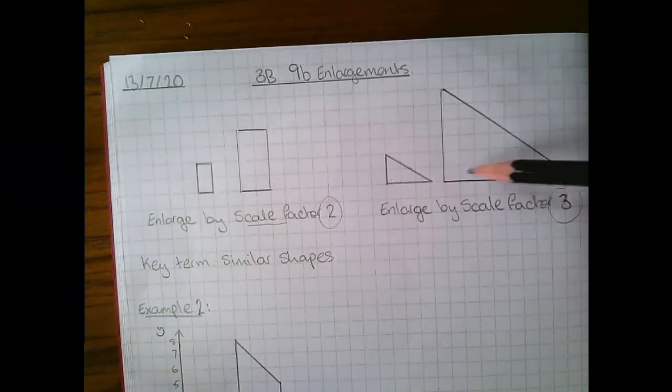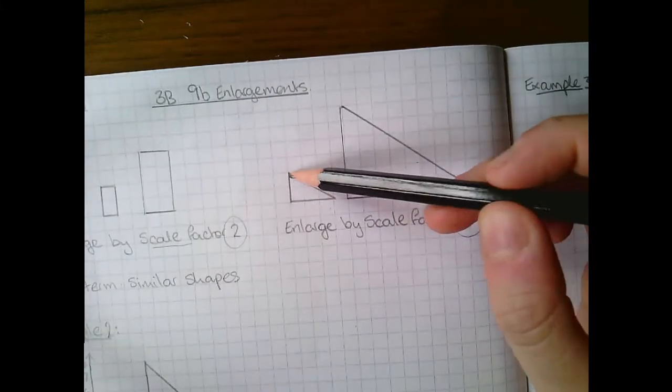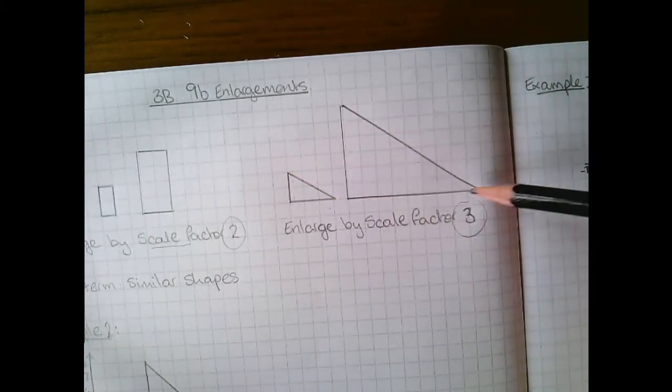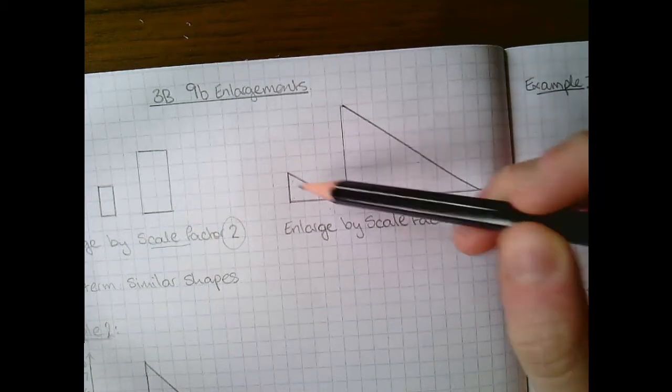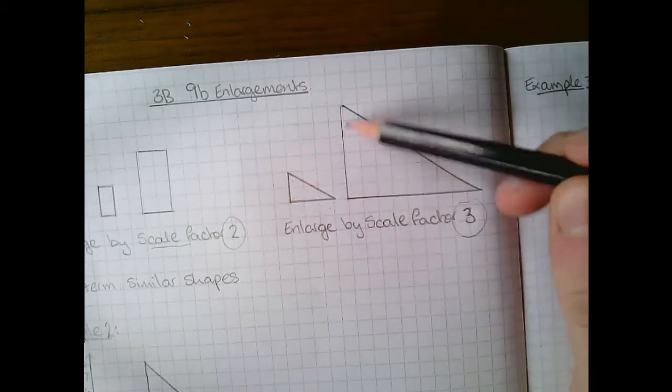Okay, so this angle here is the same as that one. This angle here is the same as that one. This angle here is the same as that one, but our side lengths in each of these shapes are different. Okay, so they are similar.